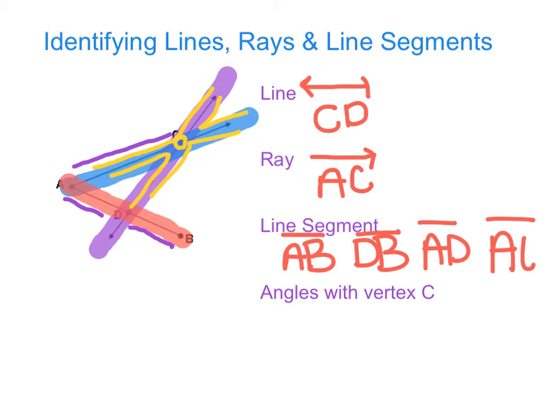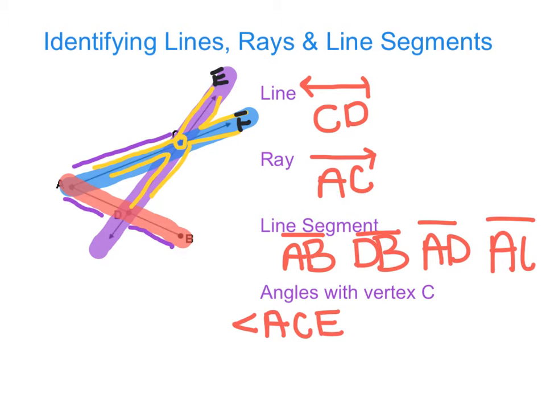For the purpose of naming these, I'm going to add in 2 more points called E and F, and now I can label all 4 angles with vertex C. My first angle with vertex C, make sure that you put that angle sign in front, and you would start with A, C, E. And again, that is that first angle that I had highlighted.